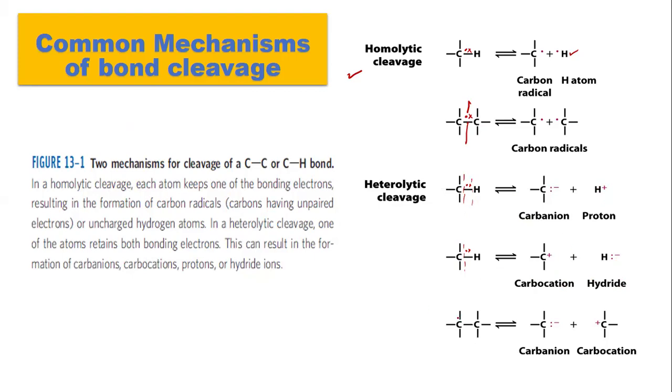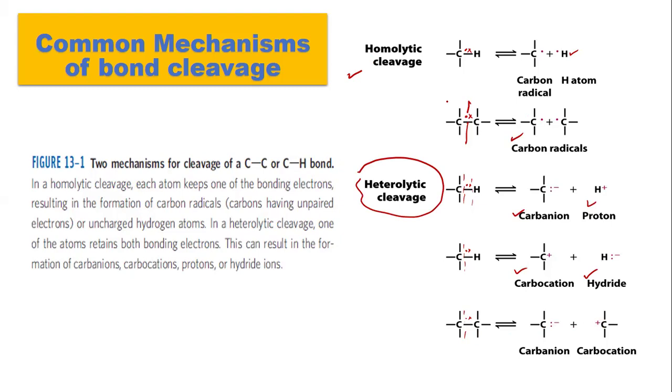Now, in the case of carbon-carbon, when unequal cleavage takes place, one carbon atom will be a carbanion and the second carbon atom will be a cation. So the formation of carbanion, carbocation, hydride, and proton is the result of heterolytic cleavage, and the formation of free radical is the result of homolytic cleavage.